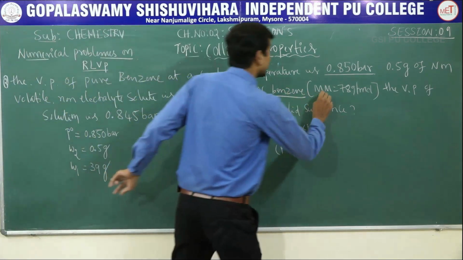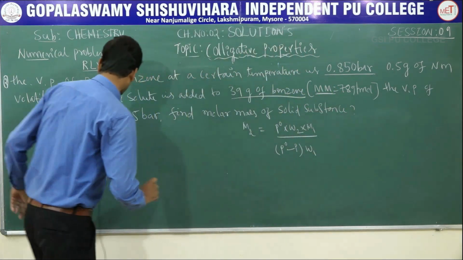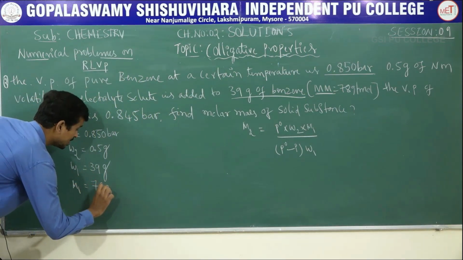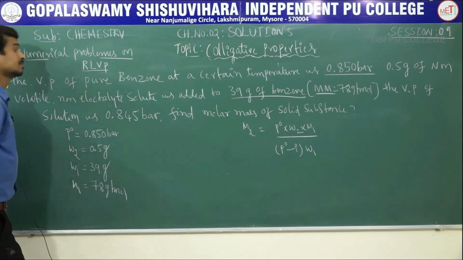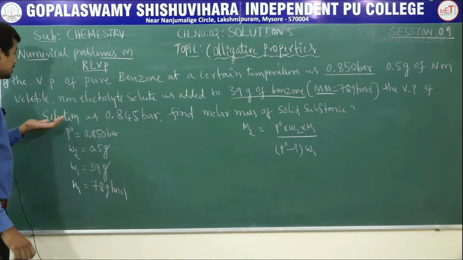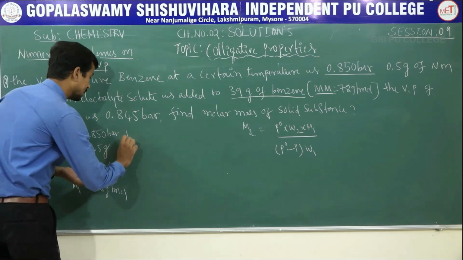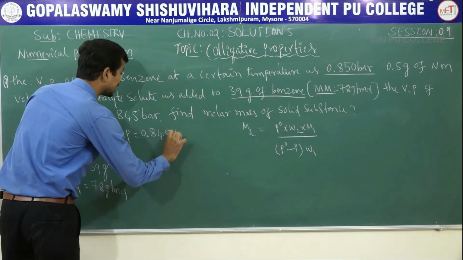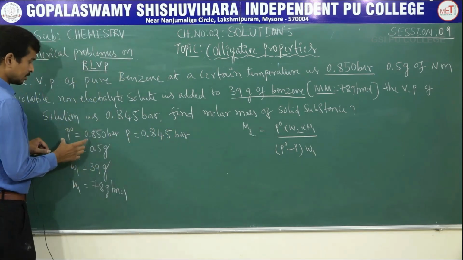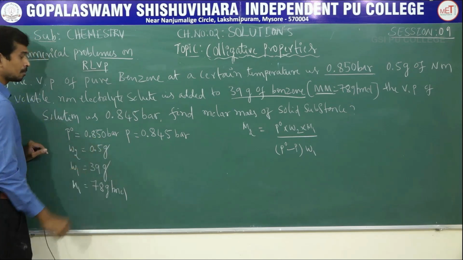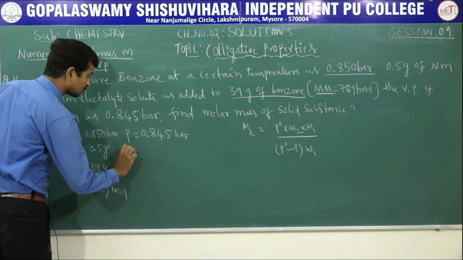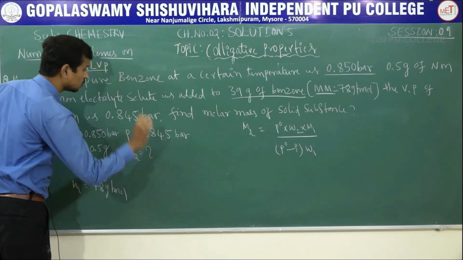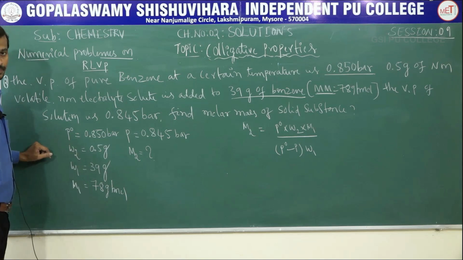In the bracket, they have given the molecular mass of benzene. Look, the molecular mass of benzene is equal to how much? 78, which is called M1, the molecular mass of solvent, 78 gram per mole. The vapor pressure of the solution means P. P is equal to what? 0.845 bar. The vapor pressure of solution is less than the vapor pressure of the pure solvent. You have to find out the molecular mass of a non-volatile solute.